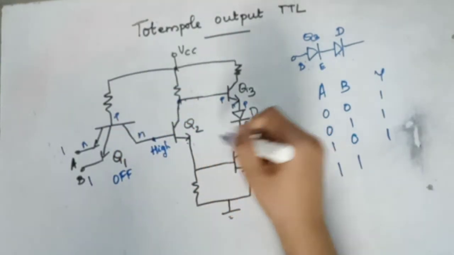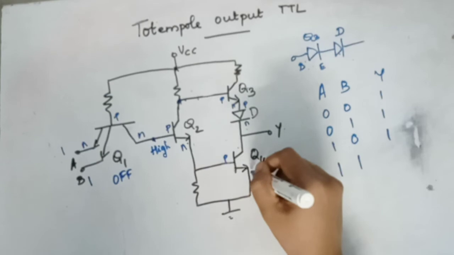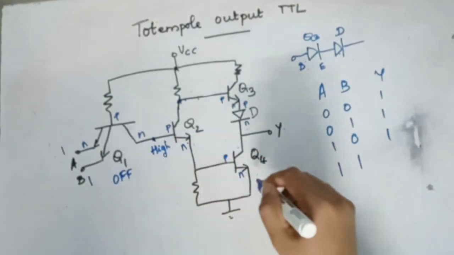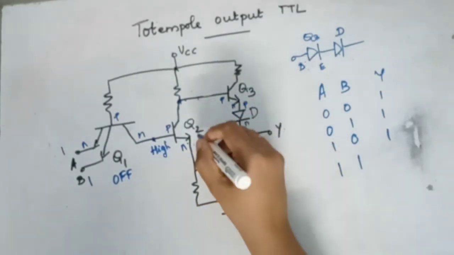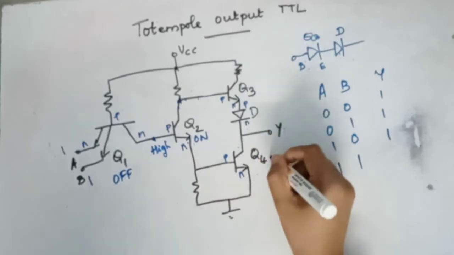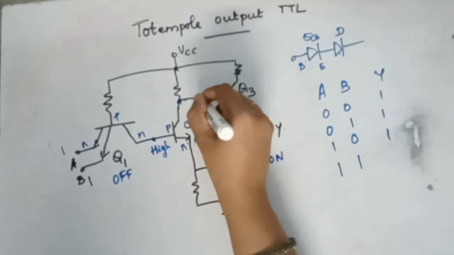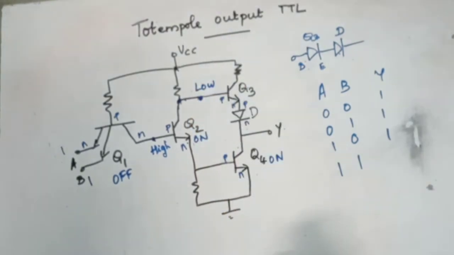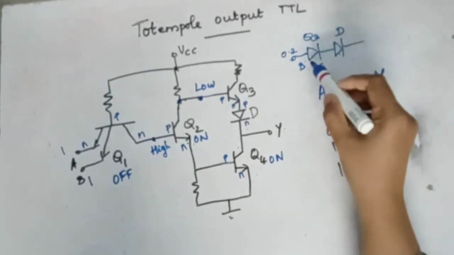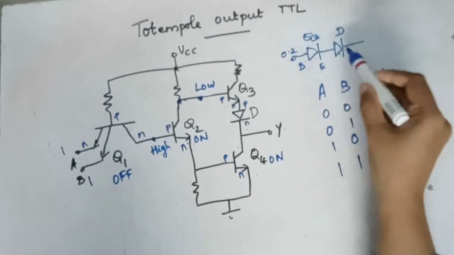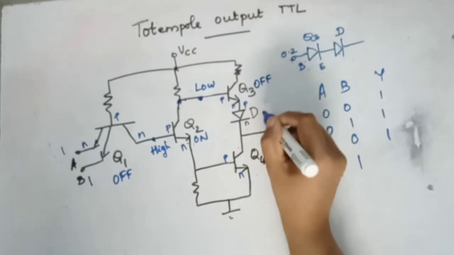So Q2 and Q4, which act as two diodes in series, you need minimum 1 volt to turn on Q2 and Q4. You have 5 volt here. So Q2 and Q4 are both on. Q2 is on means at the collector you have a low. Here low means you have a low, say 0.2 volt. You need at least 1 volt to turn on both Q3 and D. You have only 0.2. So Q3 is off, D is off.